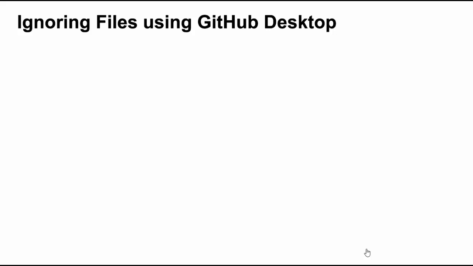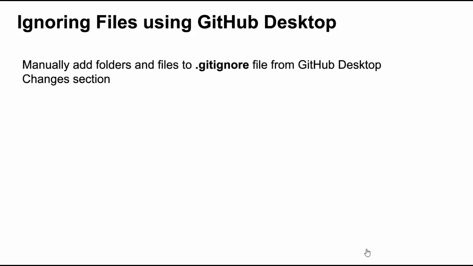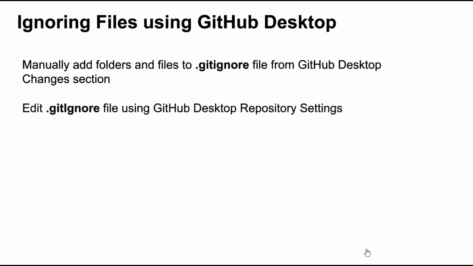In order to ignore certain files in your repository in GitHub Desktop, there are three options. First one is manually add folders and files to .gitignore file from GitHub Desktop changes section. Second is to edit the .gitignore file using GitHub Desktop repository settings. Both are handy. And there is another way.